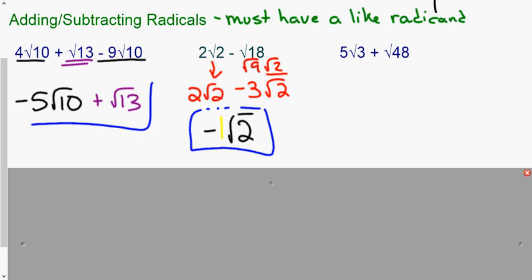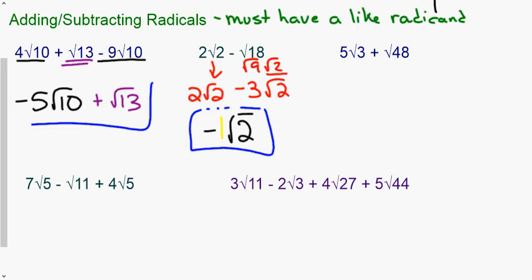All right. So for the rest of these, again, if it breaks down, like root 48 breaks down, you need to break it down before. This one with 3 is just like the one above. With 4, you need to break down, like 11 doesn't, 3 doesn't, but 27 and 44 do. Break them down. Add like terms. Again, the smallest radicand goes first, and then you build up. So please pause the video and try each of these on your own.